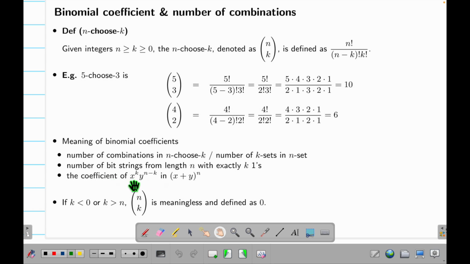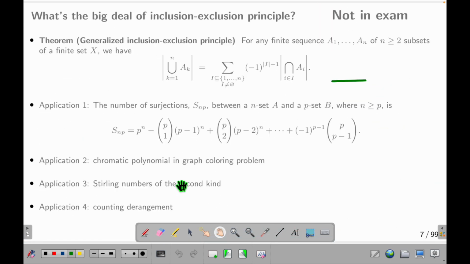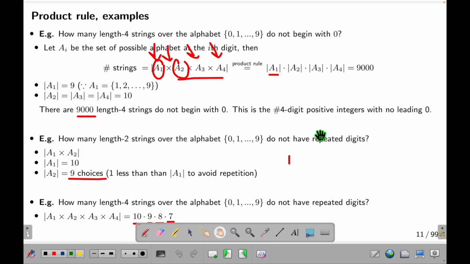Number 3, this is the one probably you learned in high school. It is the coefficient of x to the k, y to the n minus k in the binomial expansion. Number 4 is also this. These are binomial coefficients. What is this? This is the inclusion-exclusion principle. There's no n choose k, there's no multiplication. You are just talking about sets. You don't even need factorial to get binomial coefficients. They're the same thing. And there are a 5th thing, 6th thing, 7th thing, 8th thing, 9th thing.